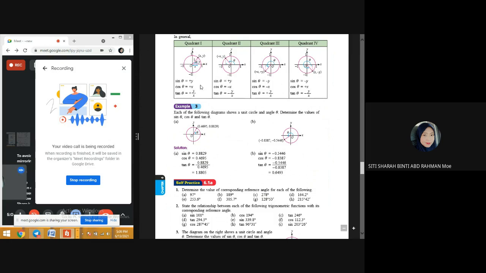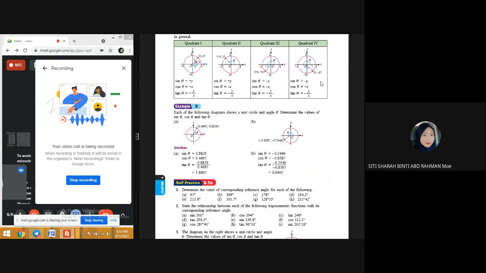So to make it easier, this is A, this is A for all, this is S for sine, this is T for tangent, and then this one will be C for cos. So ASTC. To make it easier to remember, we will use: add sugar to coffee. Add sugar to coffee. So it will be easier to remember.